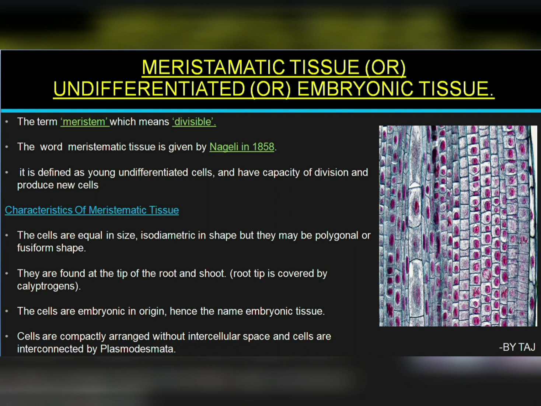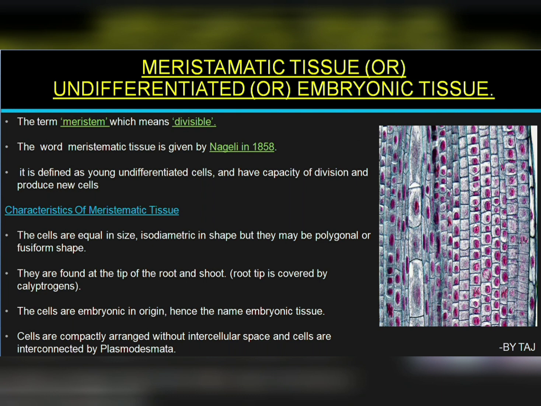The word meristematic tissue was given by Nageli in 1858. Understanding? So, it is defined as young undifferentiated cells which have a capacity of cell division and produce new cells. Coming to the general characteristics of a meristematic tissue.